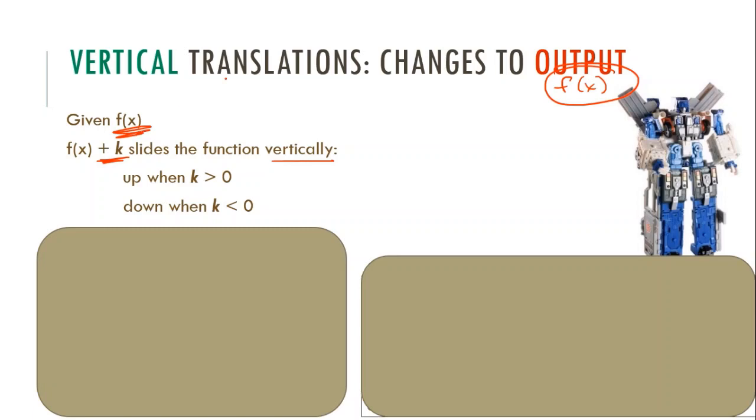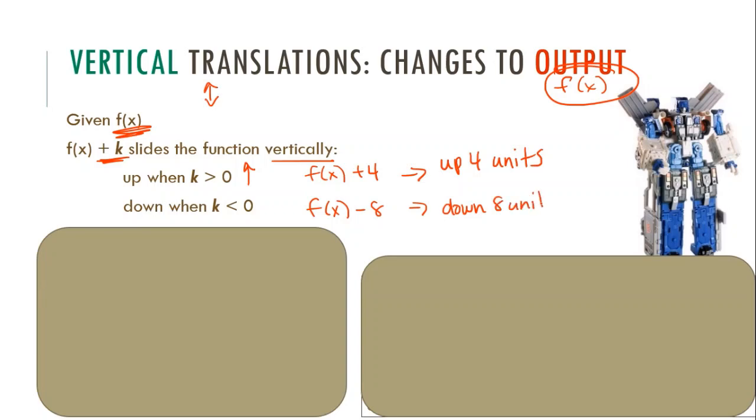When we're moving vertically, or up or down, it's true to whatever sign you see. So if it's a positive, that really means we're moving up. If I had f of x plus 4, this really means I'm moving up 4 units. And if I had f of x minus 8, this really means I'm moving down 8 units. Okay?